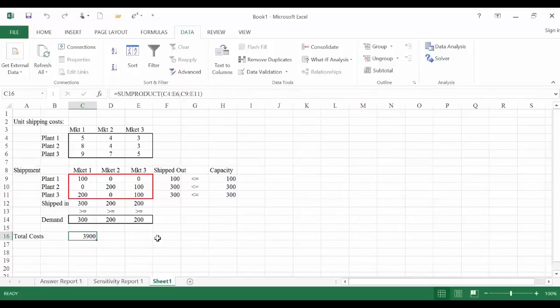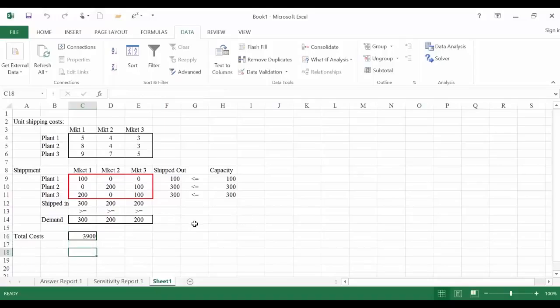The optimal solution here is to ship 100 units from plant 1 to market 1, the first market. From the second facility we ship 200 units to the second market and 100 units to the third market. And for manufacturing facility 3, we ship 200 to the first market and 100 units of the products to the third market, in which case we are minimizing the total shipping costs, which equals $3,900.